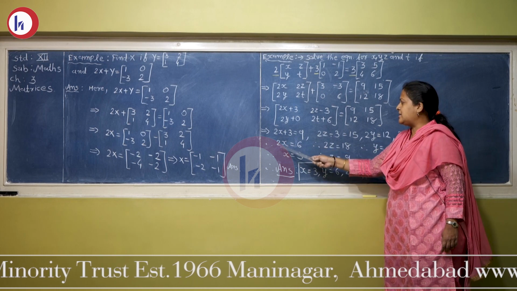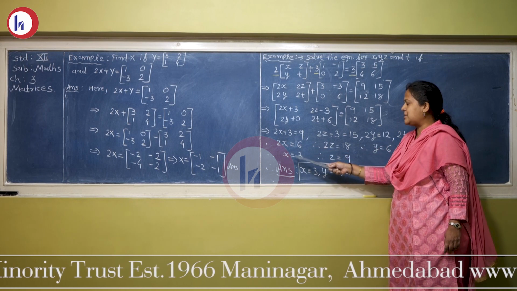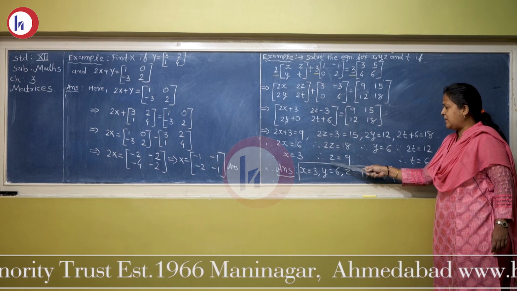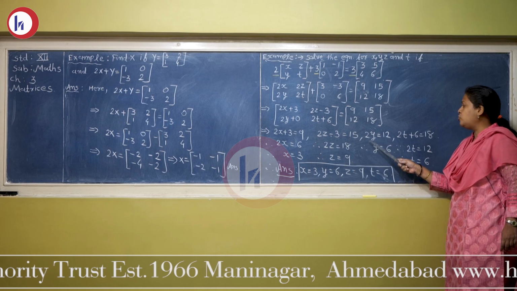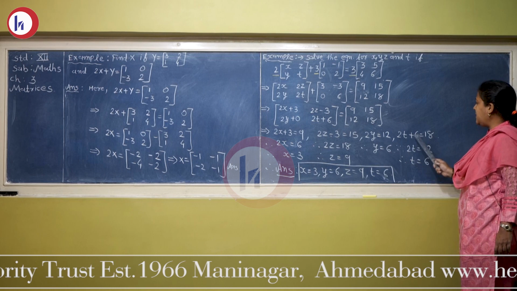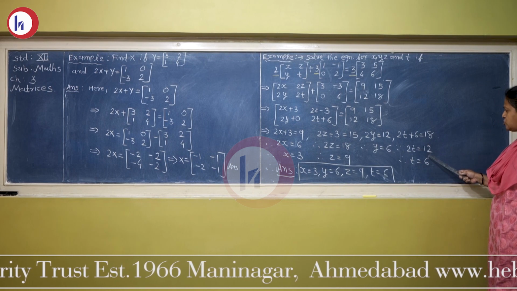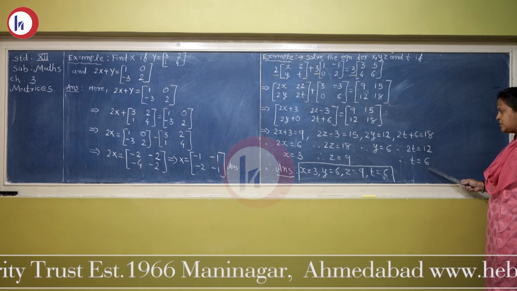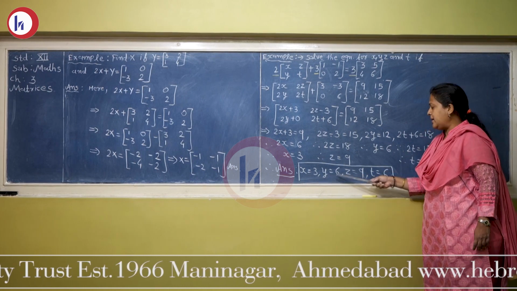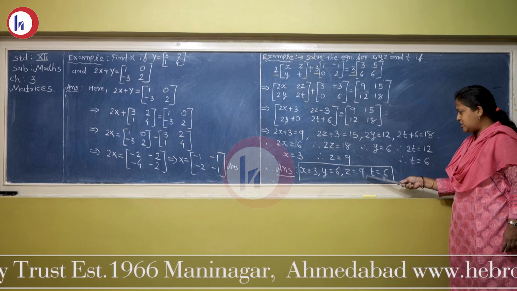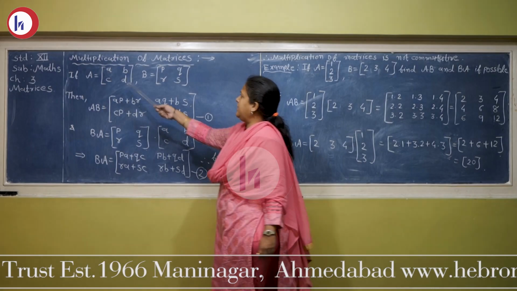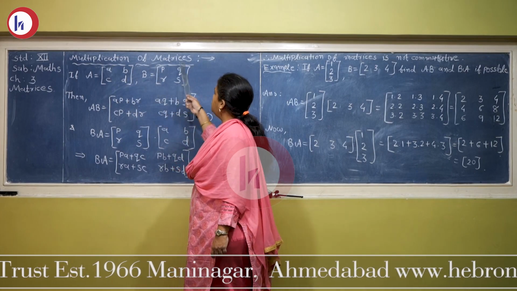So 2x equals 6, it gives you x equals 3. 2z equals 15 plus 3, 18, that's why z equals 9. 2y equals 12, so y equals 6, and 2t equals 18 minus 6 gives you t equals 6. So our answer is x equals 3, y equals 6, z equals 9 and t equals 6. Now let us study the multiplication of two matrices.